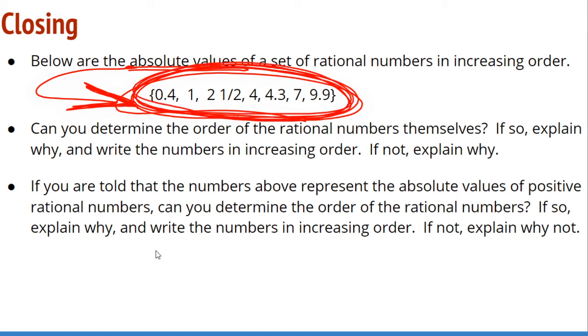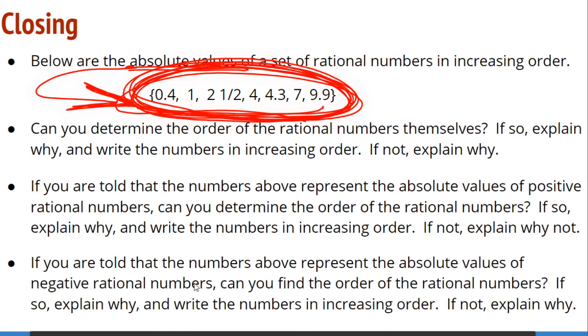So if you are told that the numbers above represent the absolute values of positive rational numbers, could we figure out the order of the rational numbers? And at this point, your brain is probably screaming at you, oh, yes, I could. So if these are the absolute values and the original rational numbers were positive, then the order is going to be exactly the same, because we know that the order of rational numbers and the order of their absolute values is the same.